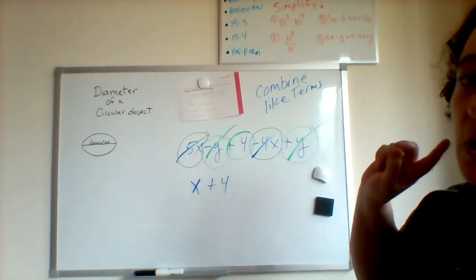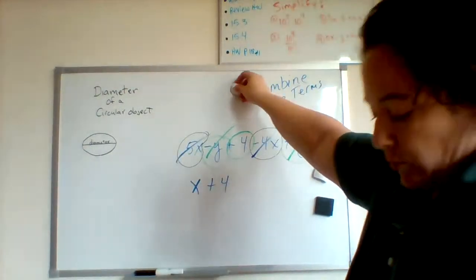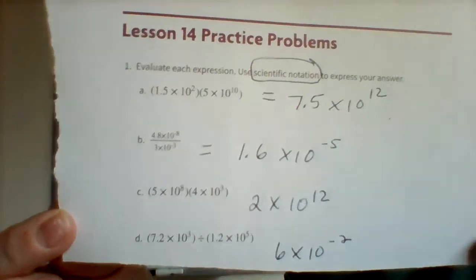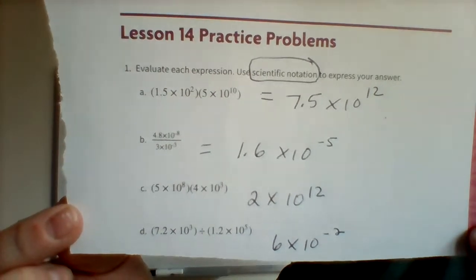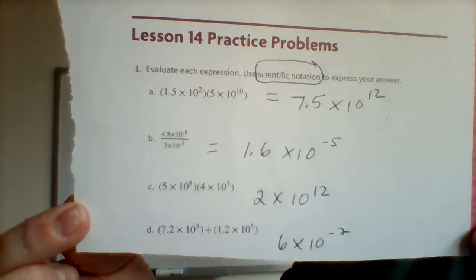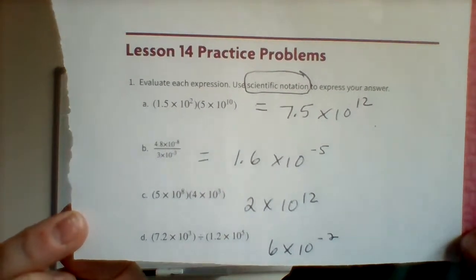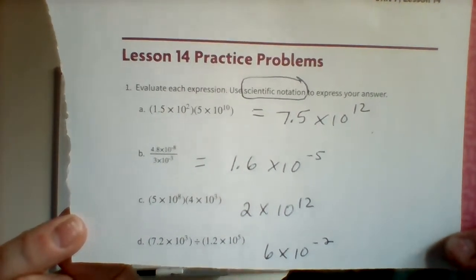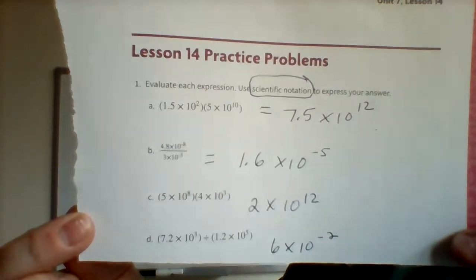I want to review the question from yesterday. The question from yesterday was from lesson 14. It was number 1. It had parts A, B, C, D. And if you did not have these answers, you should please let me know. I circled scientific notation because I was anticipating that some of you might actually have different answers, even though it's correct. Maybe you just didn't put it in scientific notation. So if you want to double check, just let me know.